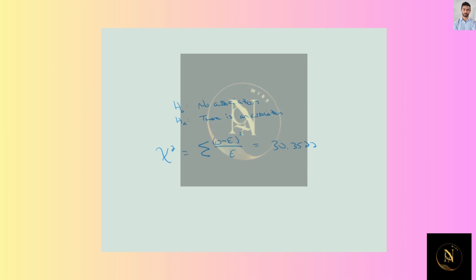The p-value for this is less than 0.00001, which would mean this is significant at the 0.05 level.